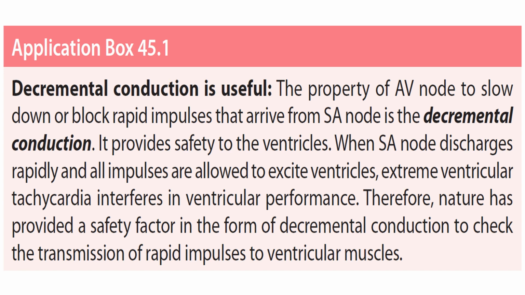When the SA node discharges rapidly and all impulses are allowed to excite the ventricles, extreme ventricular tachycardia can occur, which will interfere in ventricular performance. Therefore, nature has provided a safety factor in the form of decremental conduction to check the transmission of rapid impulses to ventricular muscles.